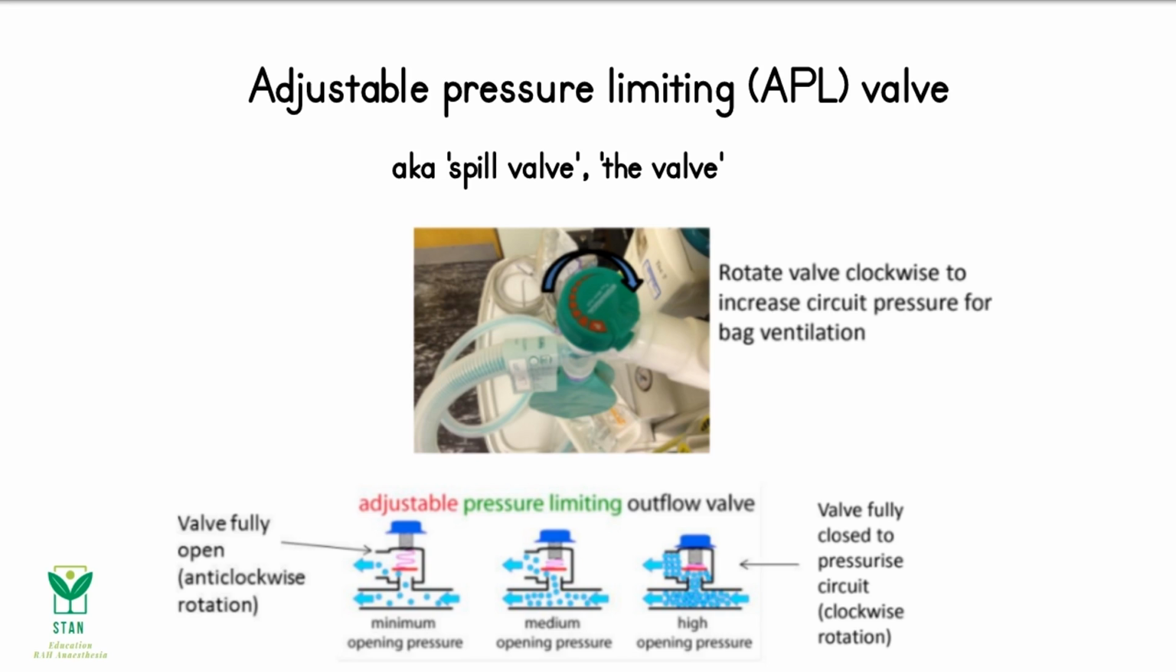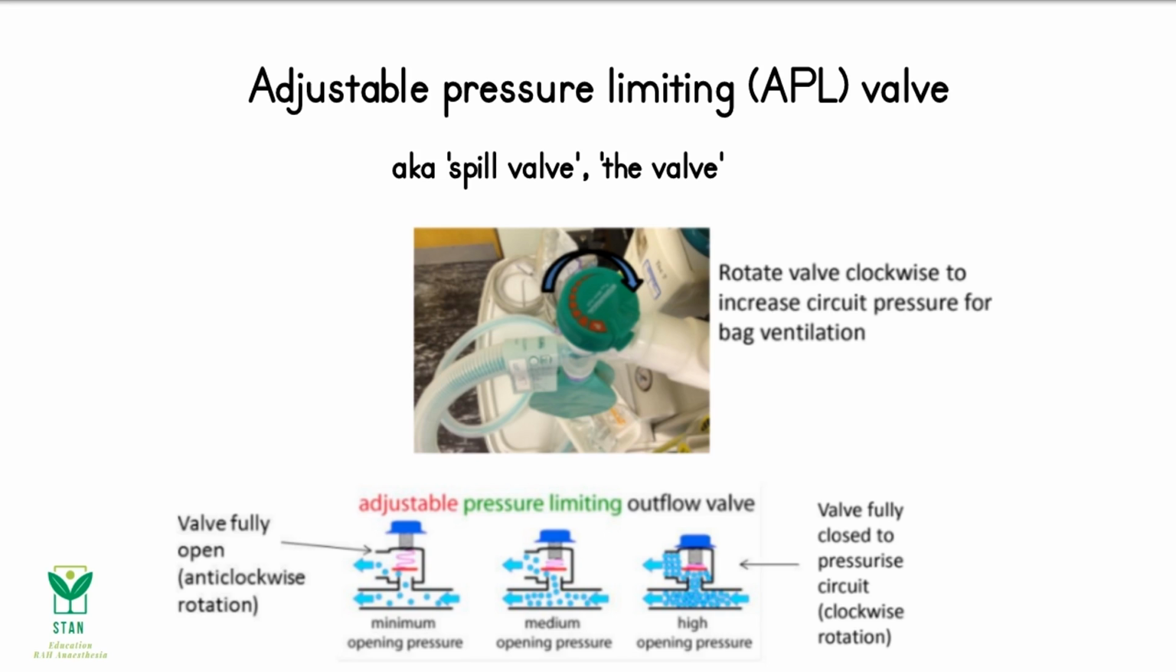You should note that when the valve is fully closed, you can generate very high pressures, 60 or 70 centimeters of water, which if transmitted to the patient's lungs can be very damaging, causing pneumothorax. If you do any DIY, you'll know the phrase righty-tighty, lefty-loosey, and that applies to this valve. If you want to increase the pressure, righty-tighty, turn it to the right or clockwise. If you want to decrease pressure, lefty-loosey, turn it anti-clockwise.